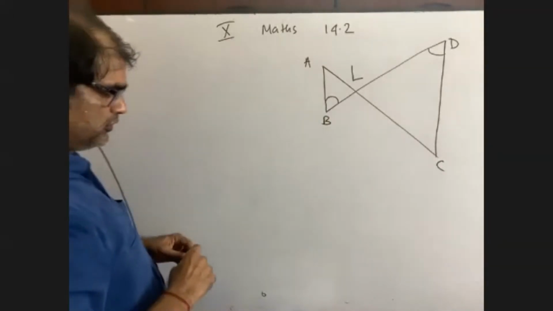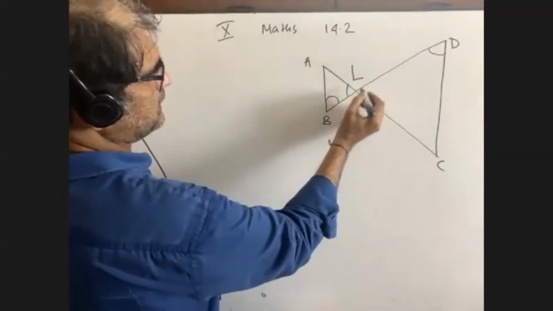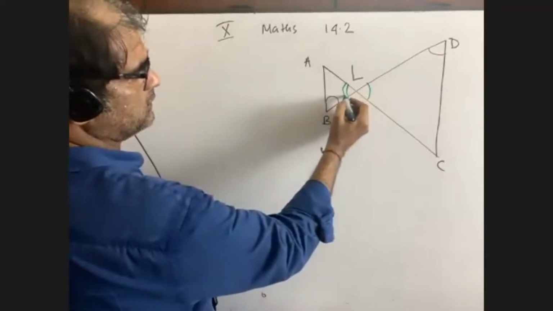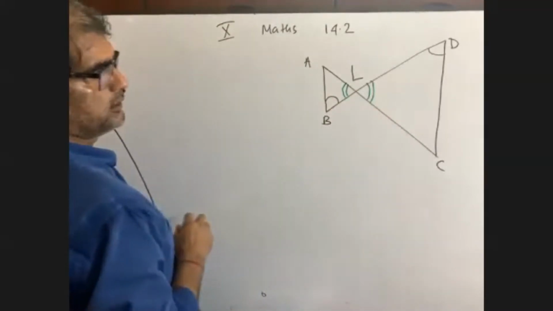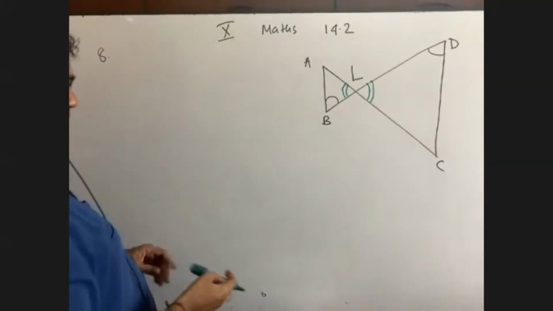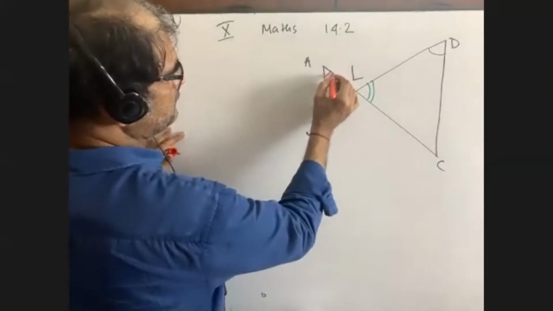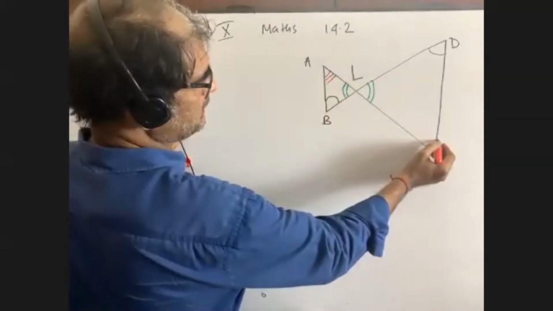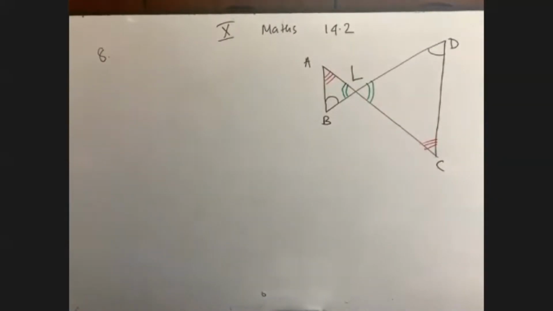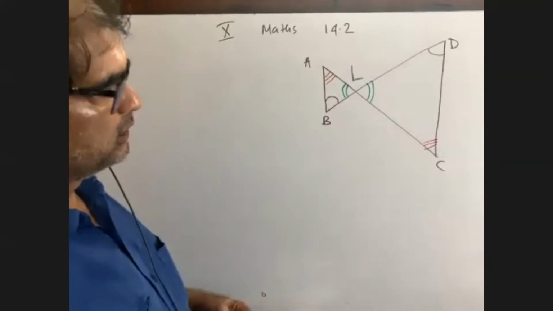So what we are getting here, you see, they are vertically opposite angles, right? They are also equal. Automatically, we are also getting that this angle and this angle are equal. If two angles of a triangle are respectively equal, then automatically the remaining angles will be equal.